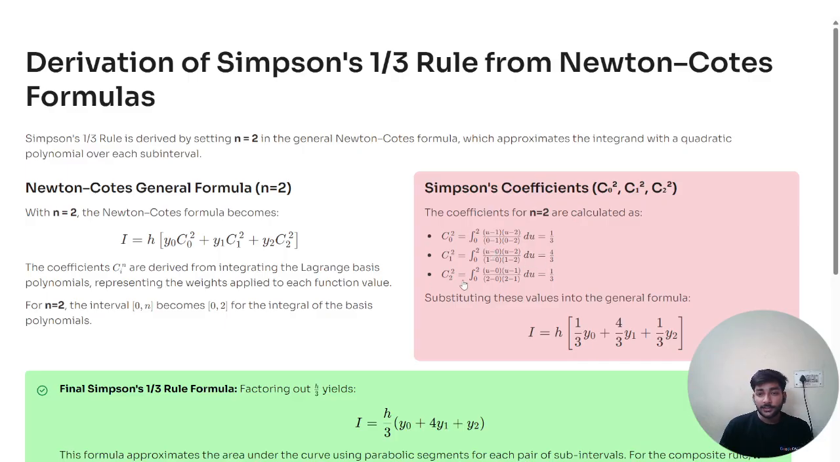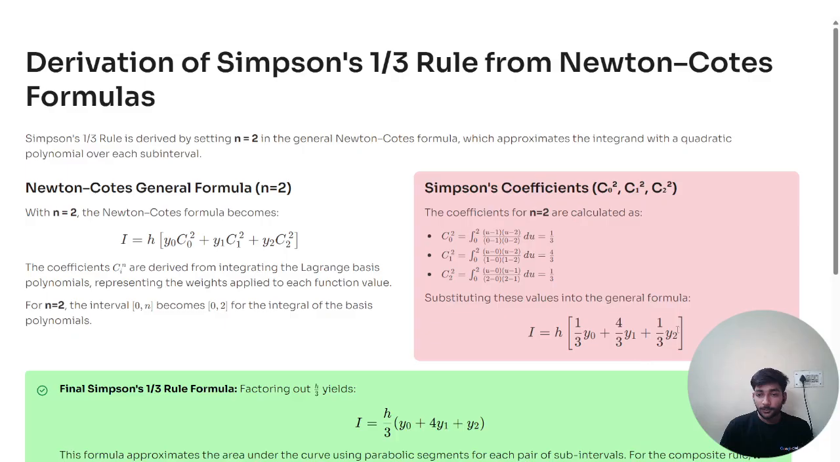And C22, 0 to 2, apply the limit and calculate the third formula here. We get this: u minus 0, u minus 1, 2 minus 0, 2 minus 1, and du, and after applying this integration and the limit, we get 1 by 3. Then after calculating these values, we put the values in this formula. Putting the values, we get I is equal to h into 1 by 3 y0 plus 4 by 3 y1 plus 1 by 3 y2.